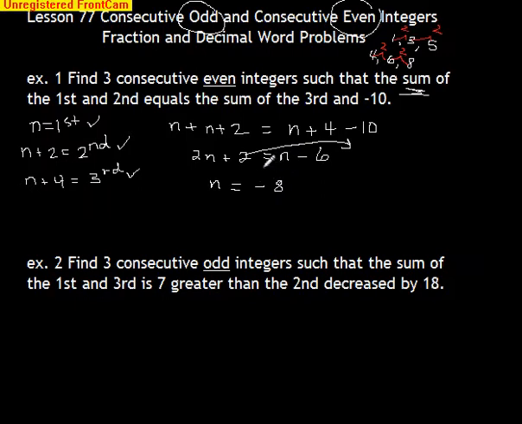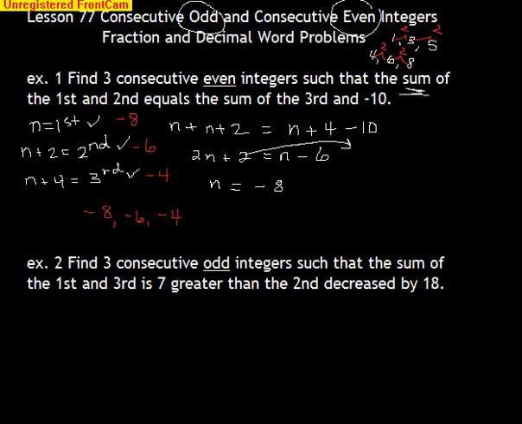So our first consecutive even integer is minus 8. So I'm going to put minus 8. Then I'm going to add 2. I'm going to get minus 6. Then I'm going to add 2 more, and I get minus 4. So our consecutive even integers are minus 8, minus 6, and minus 4. Those are your answers.